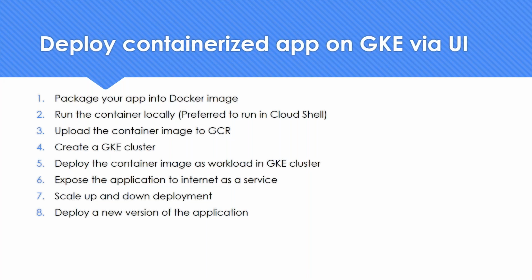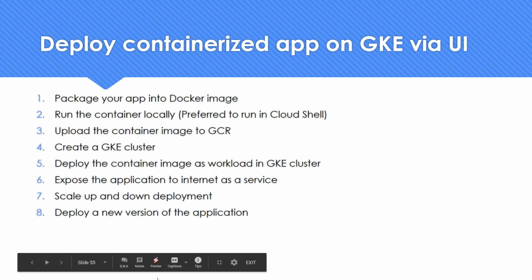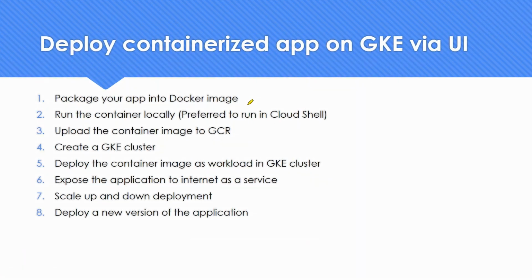So for this, the steps which we should do basically are: package your app into a Docker image. Done. We already did it yesterday. Run the container locally and test whether it is running fine. Done. Upload or push the container to GCR. Already done. Awesome. Out of 8, we have already done 3. The next part is to create a Kubernetes cluster, a GKE cluster. Then go and do the remaining stuff. So we have not done this part.